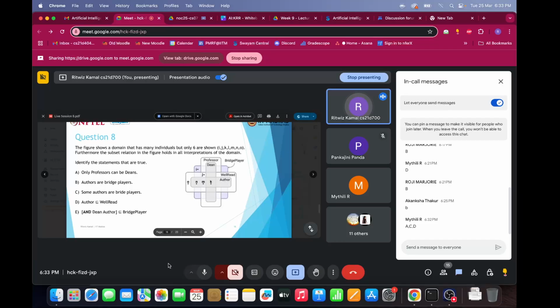So I'll give you another hint. B is of course wrong, sir. Okay, so there we have one vote that says B is wrong. E only we have doubt. And D, not the, it means what? Basically, it means the intersection of the sets dean and author.